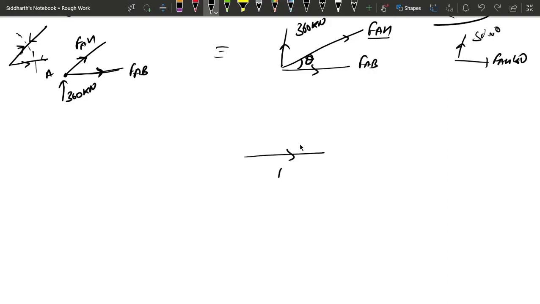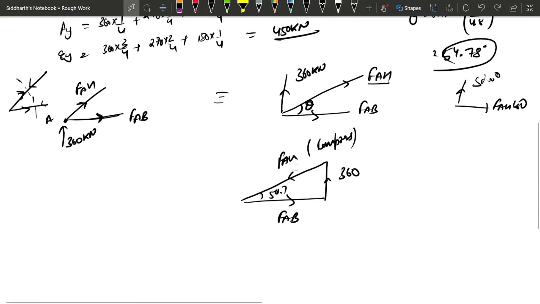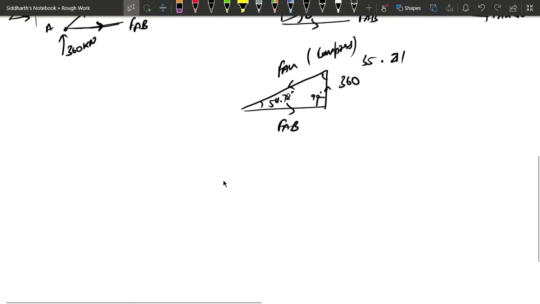So this will be FAB, this is 360, and now we will be changing the direction of this force. It was tensile before, but now it's compressive. So we know this angle is 54.78, and this is 90. So we have 90 plus 54.78, and 180 minus this gives us the angle 35.21.